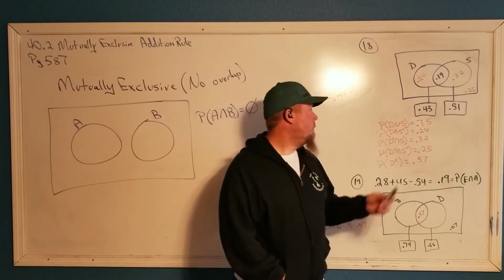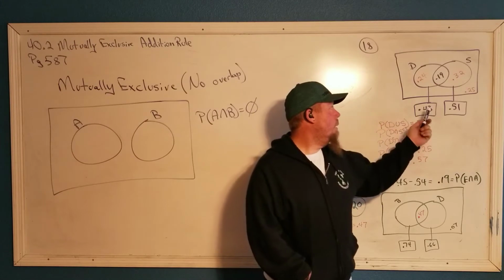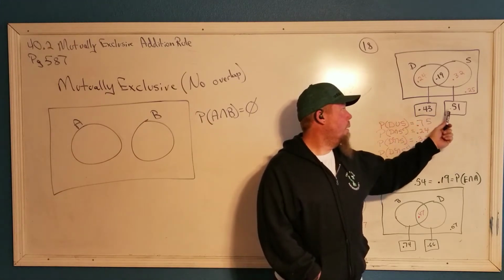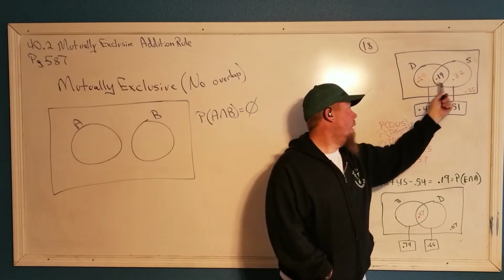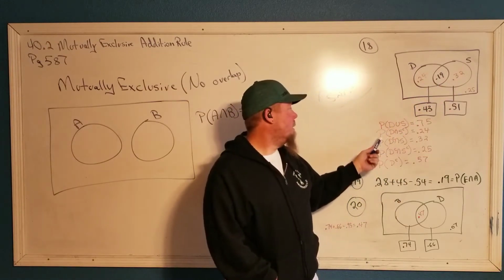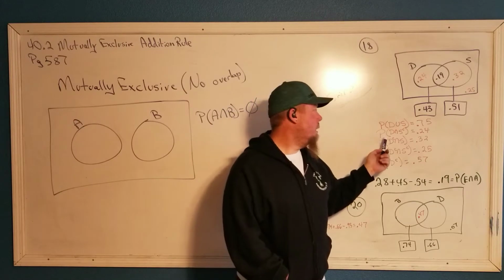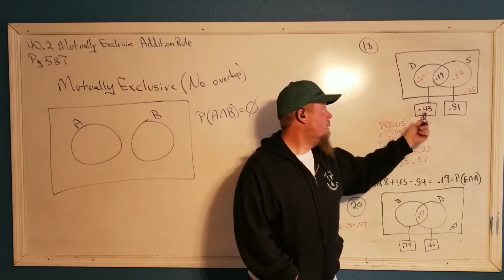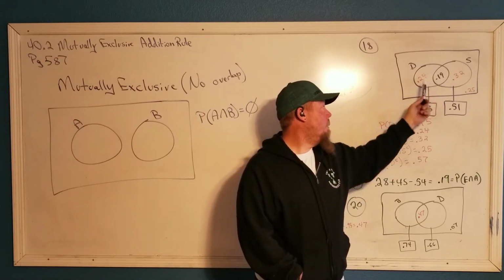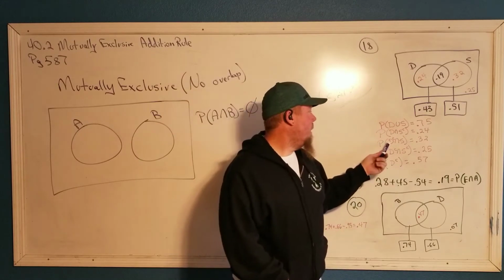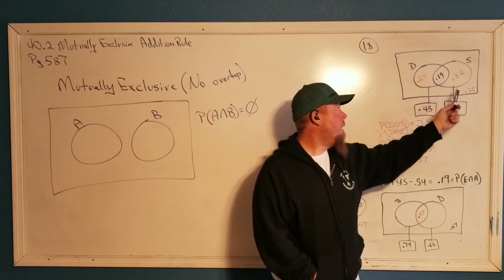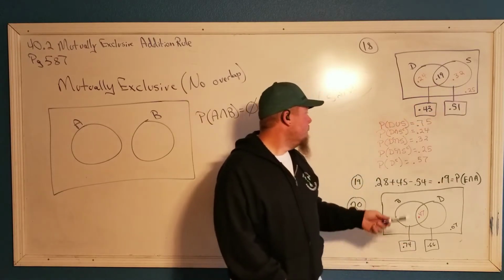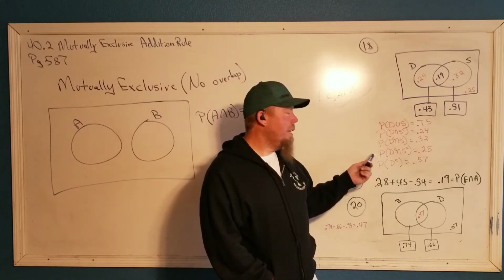The first thing they ask us to find is the OR. So what you would do is 43 plus 51 minus 19. It's going to be 0.75, that's this whole area here. Next, what's the probability that it's digital and not SLR? You would do 43 minus 19, and you get 24 here. Next we have not digital and SLR, so that's the 51 minus the 19, which is going to be 0.32 there.